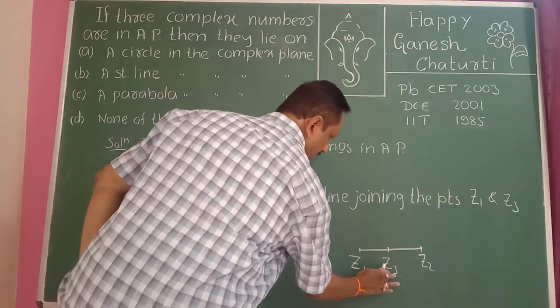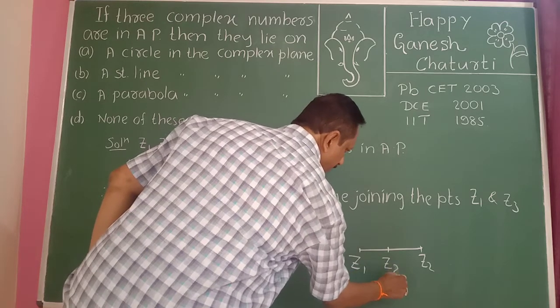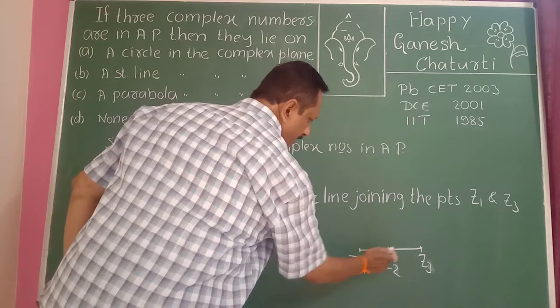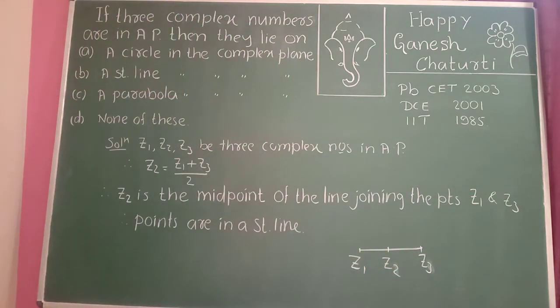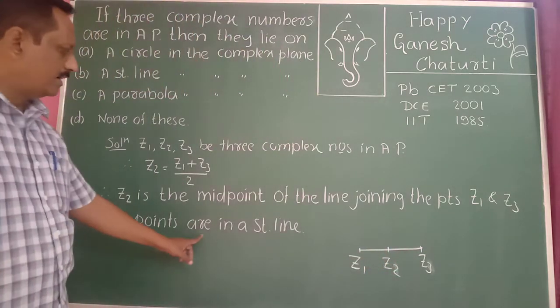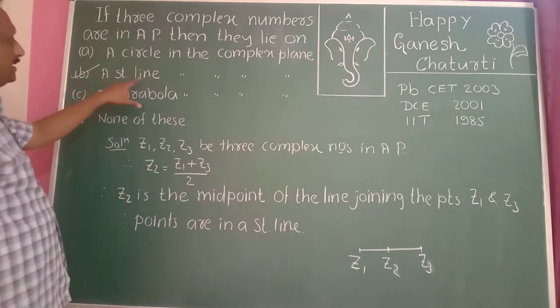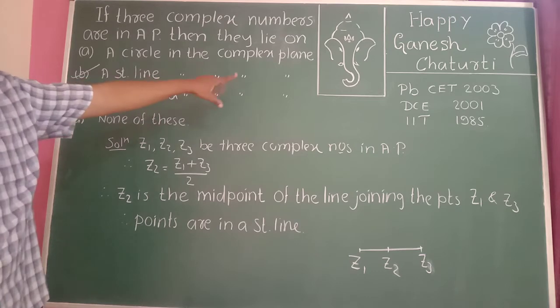So z2 is the midpoint of z1 and z3 here. Yes, the points are in a straight line here. Therefore, B is the correct option, a straight line in the complex plane.